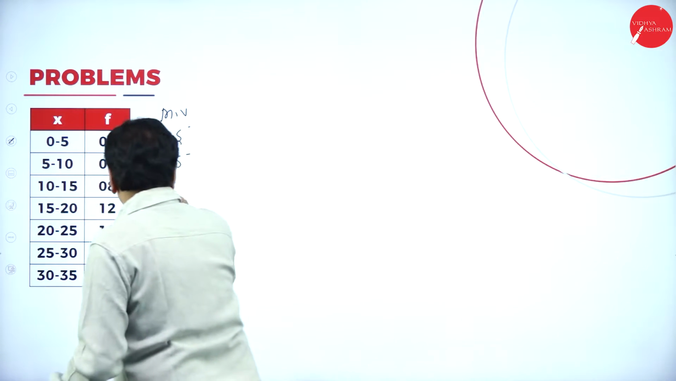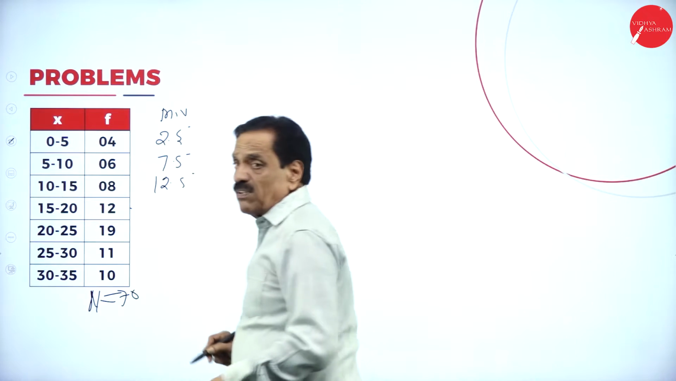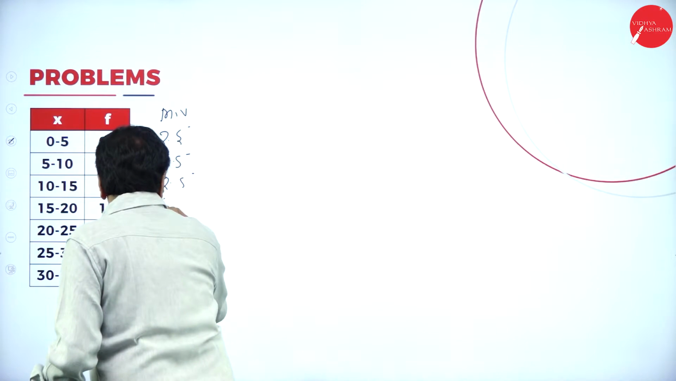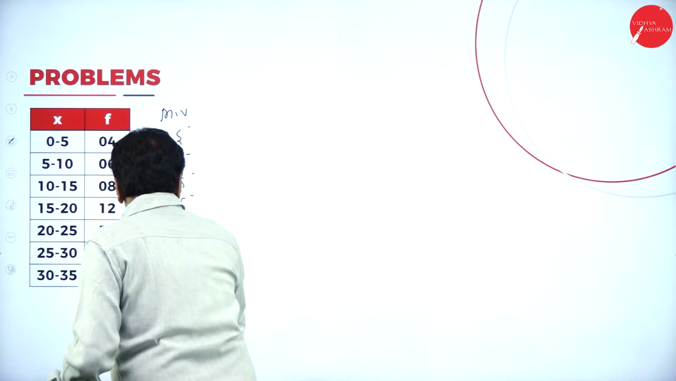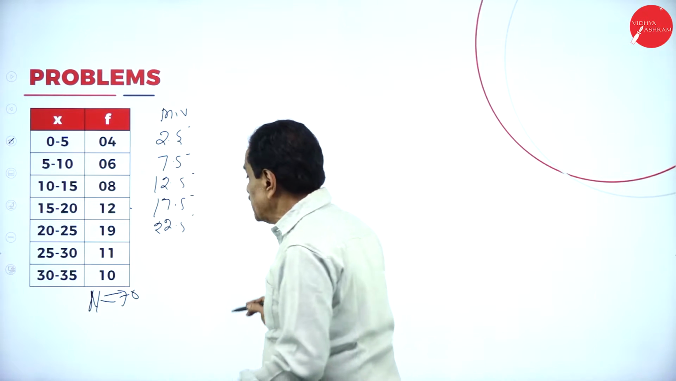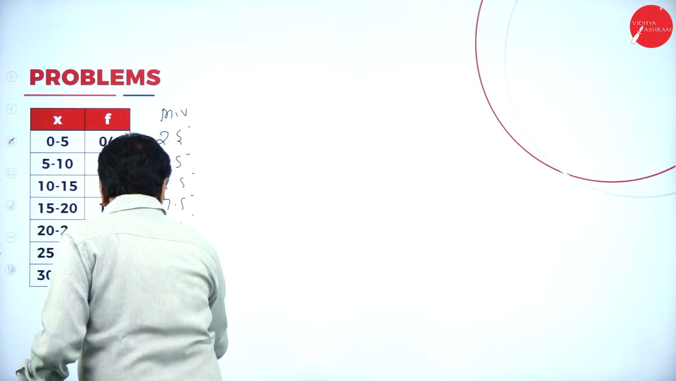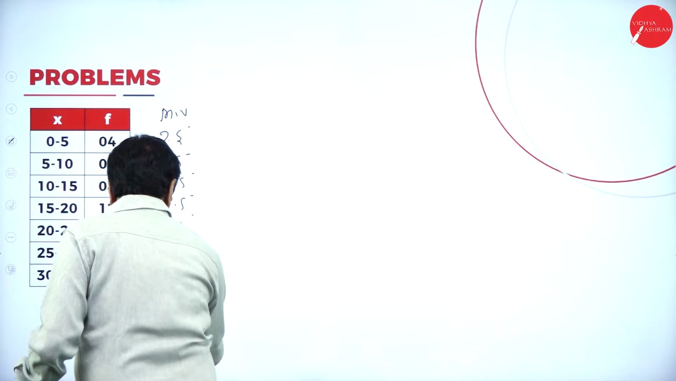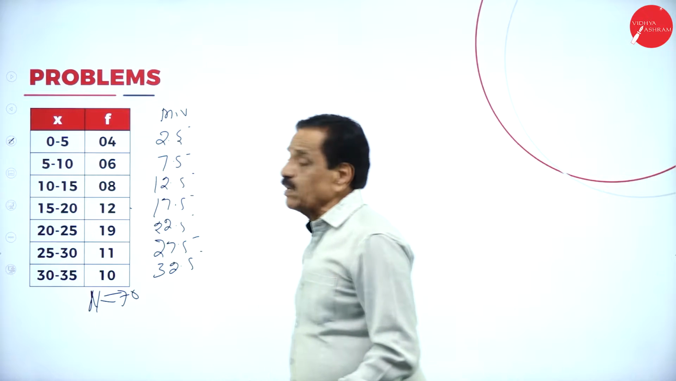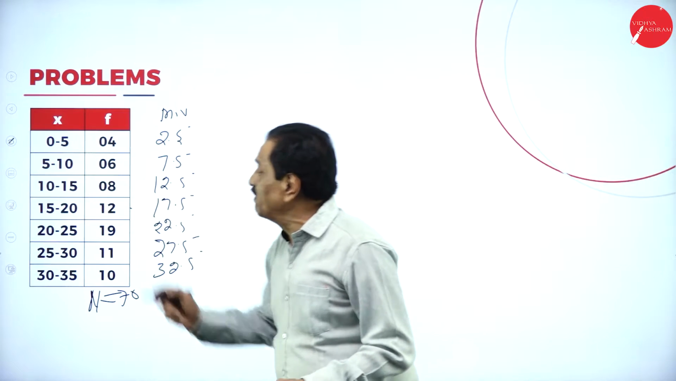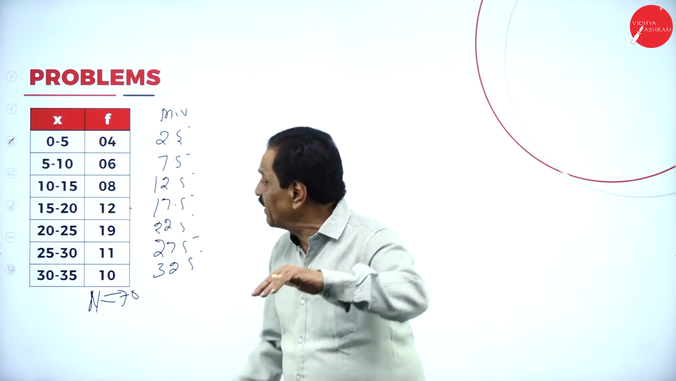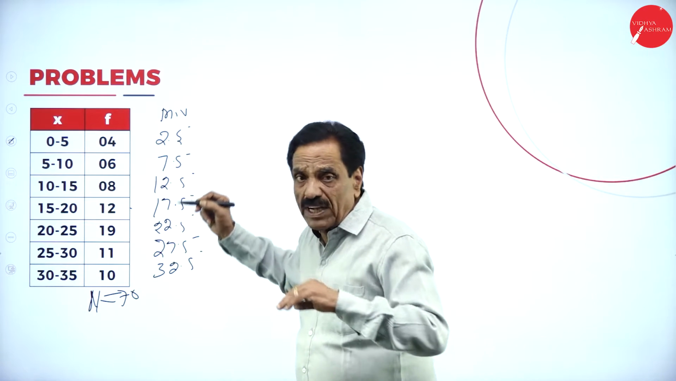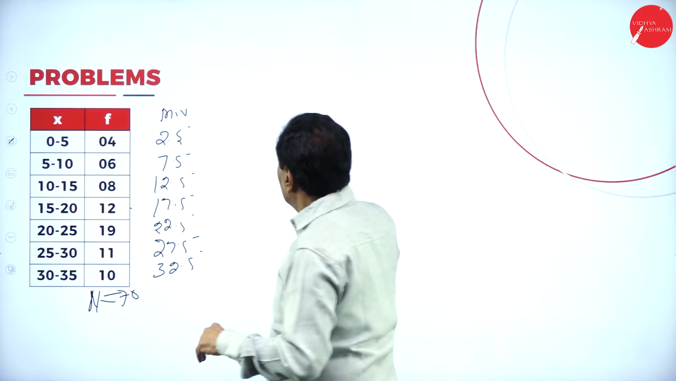Next, 12.5. Then add 5, 17.5. Add 5, 22.5. Add 5, 27.5. Add 5, 32.5. So the mid values: 0 plus 5 is 5, divided by 2 is 2.5, add 5 to get 7.5, 12.5, 17.5. What is the next step?